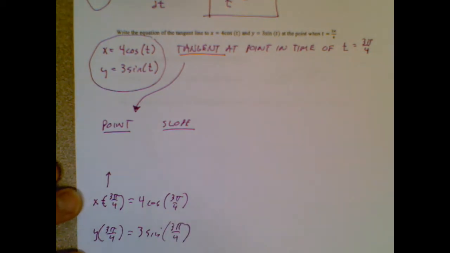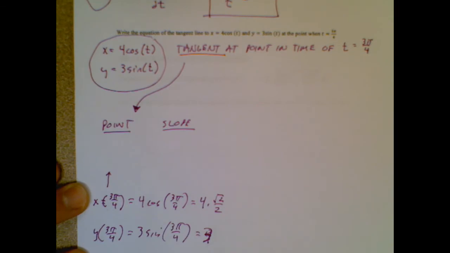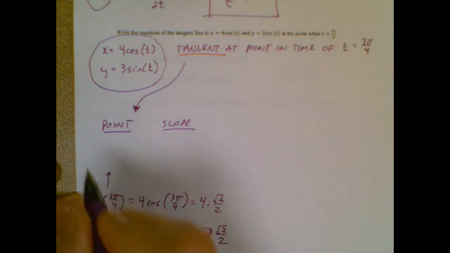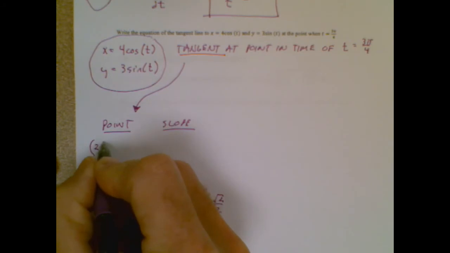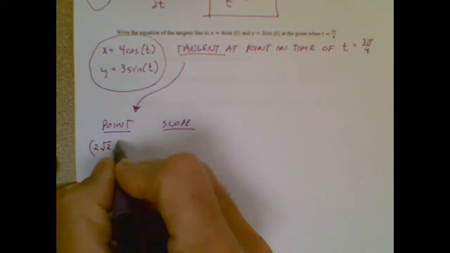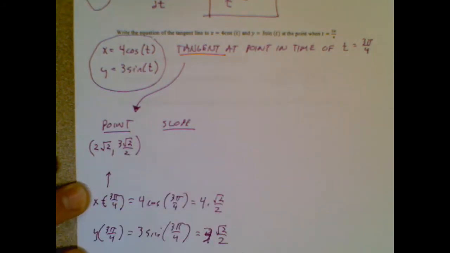And 3 pi over 4, that's a pesky location on the unit circle. For cosine, it's negative square root of 2 over 2. And for sine, it's positive square root of 2 over 2. Looks like I should multiply by a 3. Sorry for the sloppiness down there, but I'll write this point very nicely. My x-coordinate would be 2 square roots of 2, and my y-coordinate, there it is. I now have a point on my graph at time 3 pi over 4.